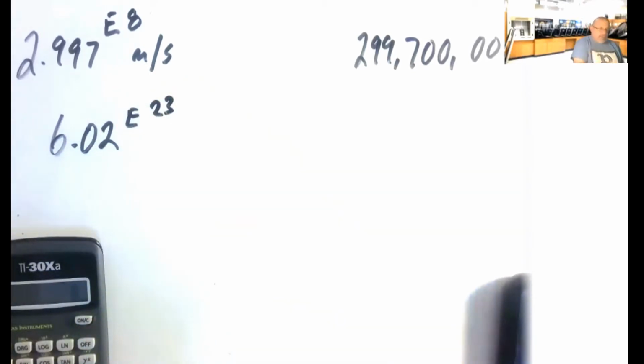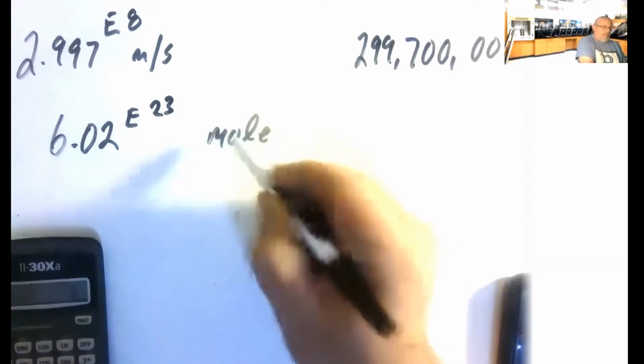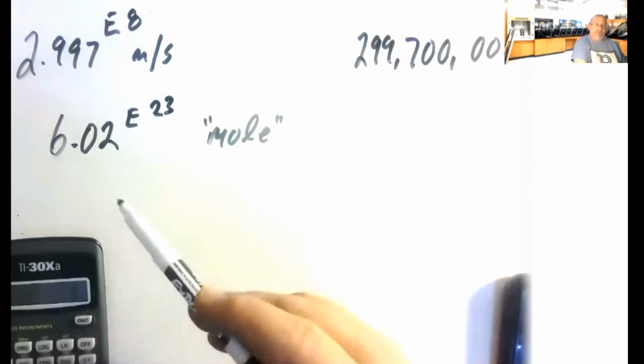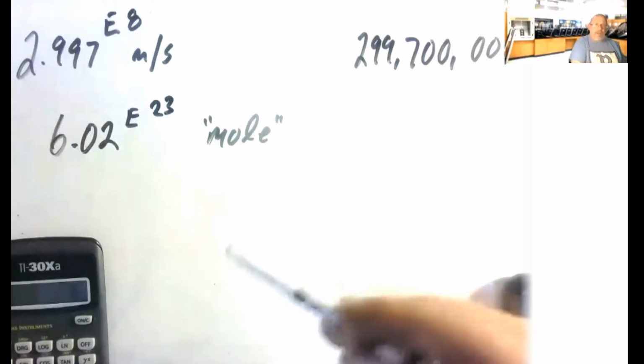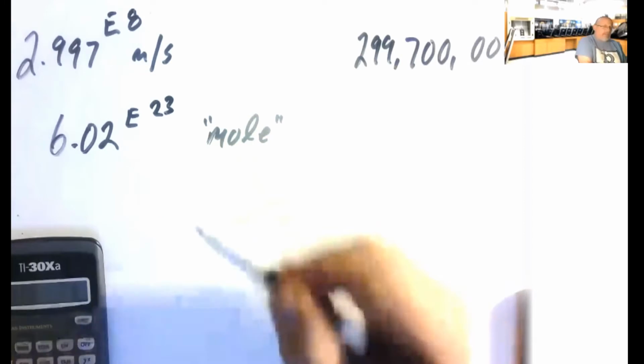This is the mole. This is the name we just give for convenience to this very large number, which is 6.02 times 10 to the 23rd power. If we were going to write this number out by hand, this is what it would look like.